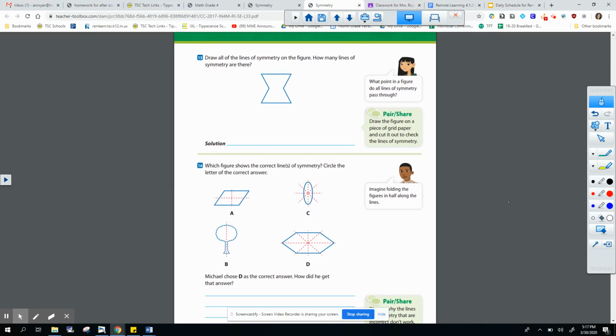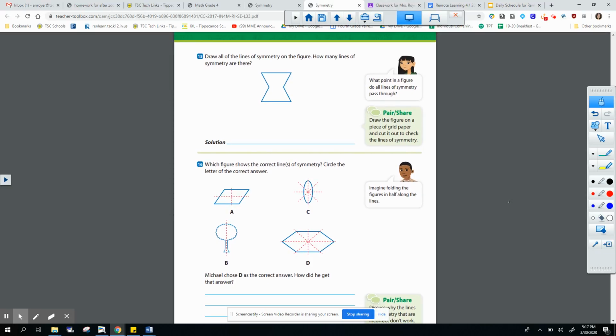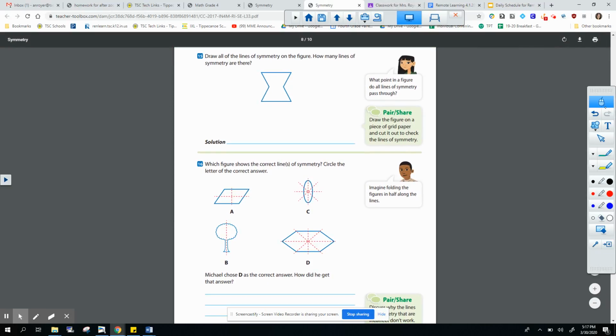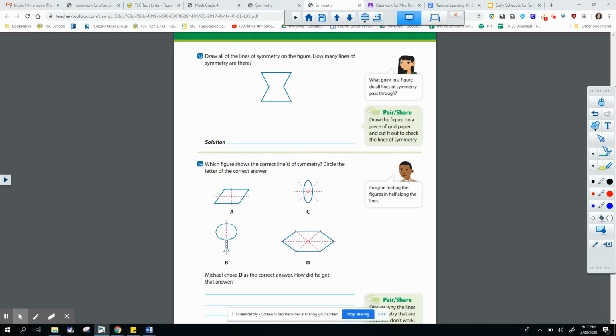Number 15 says, draw all the lines of symmetry on the figure. How many lines are there? So in this shape, I see one line of symmetry vertically, one line horizontally, and then when I look, I don't think I could divide it diagonally, and they wouldn't line up perfectly. So this has two lines.